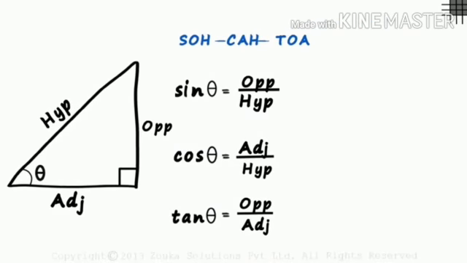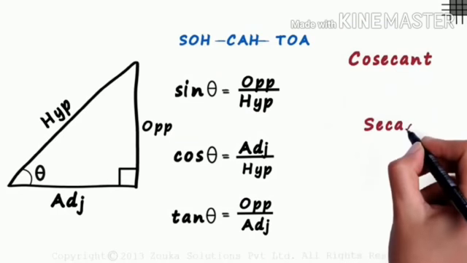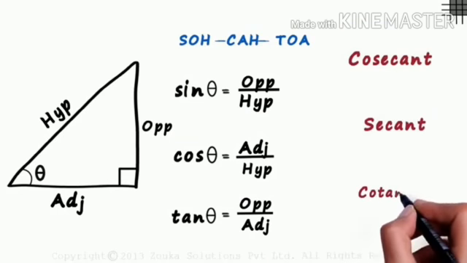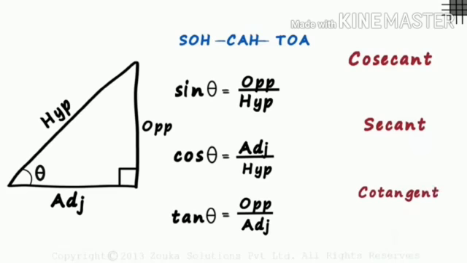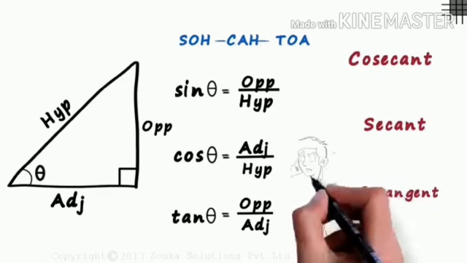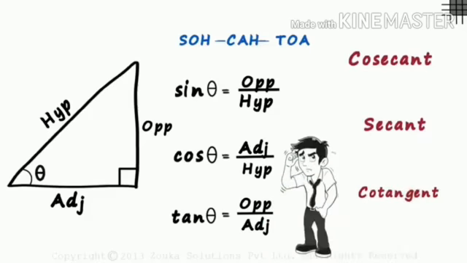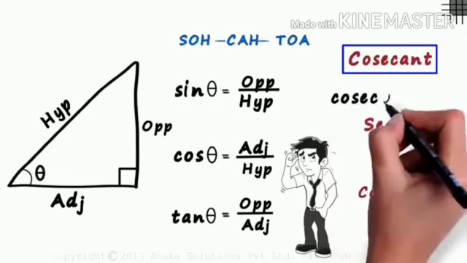The name of the 4th function is cosecant. The 5th function is secant. And the 6th one is cotangent. There you go. The funniest part about these names is that none of them gives us the slightest hint of what they mean. Take cosecant for example. We know that a secant is a line that intersects the circle at 2 points. But where is the circle? Where is the line? And where are the 2 points? Anyway, the cosecant of theta is written as cosec theta.